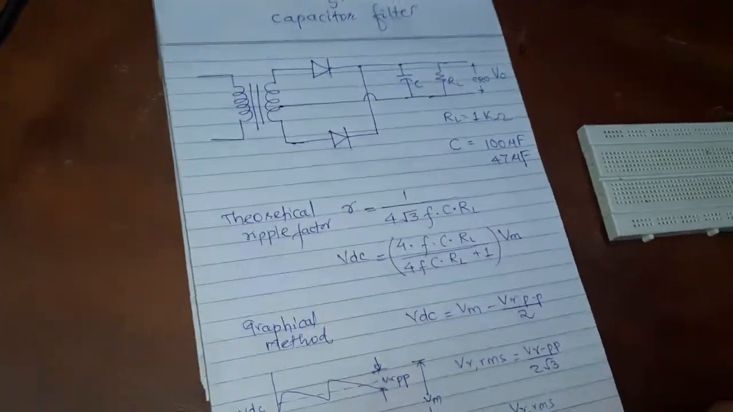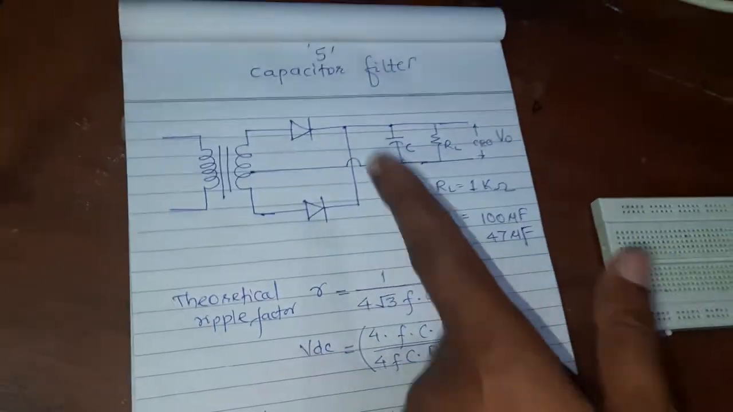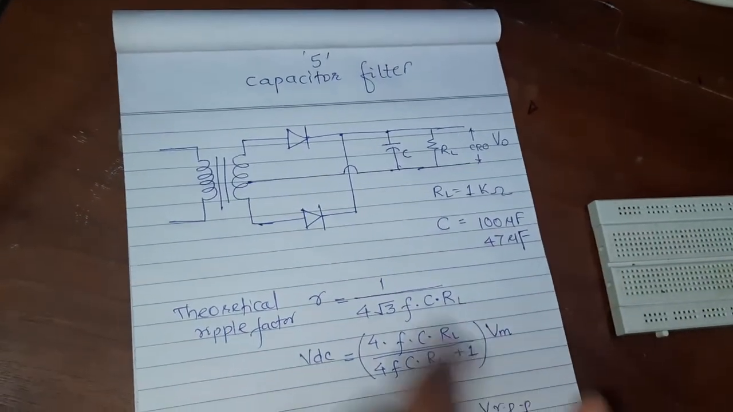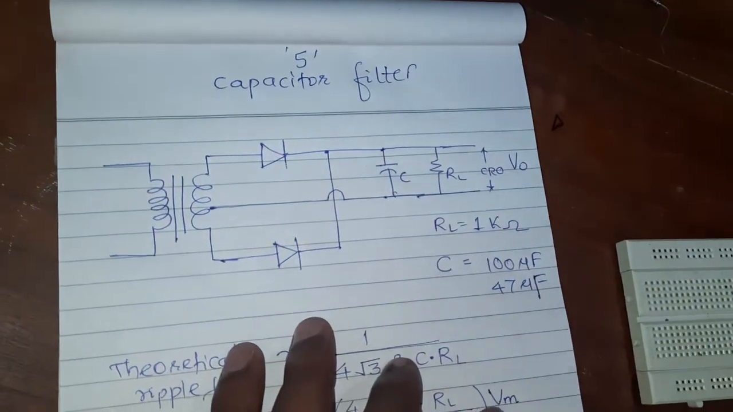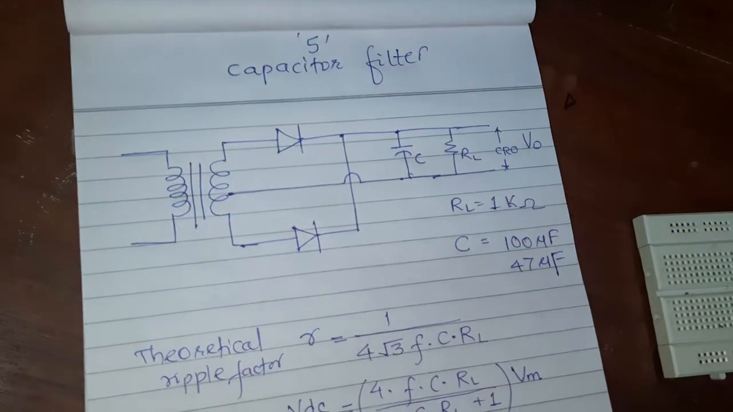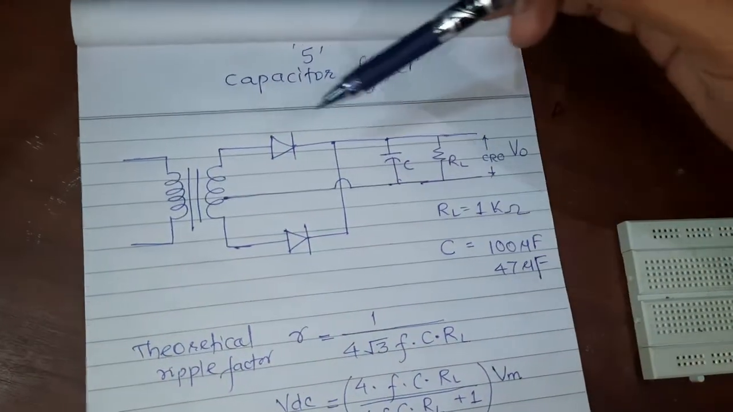Okay, hello friends. Today we will be doing an experiment on filters. First we have taken the capacitor filter. This is the diagram for the capacitor filter. Theory is already taken. Now what it requires is a center tap full wave rectifier.